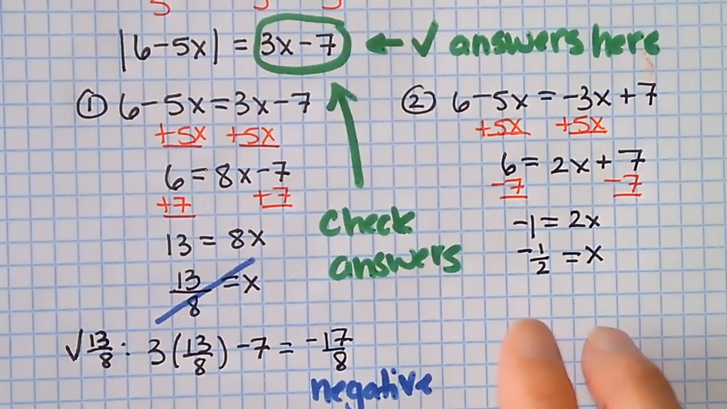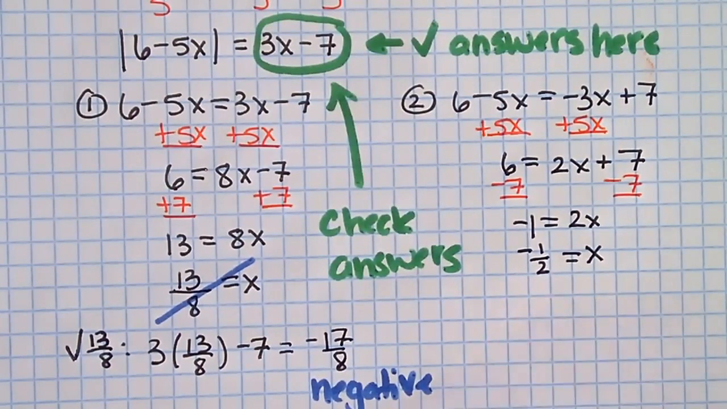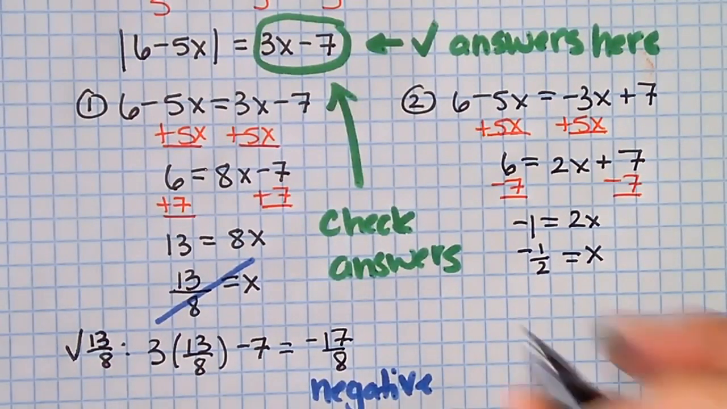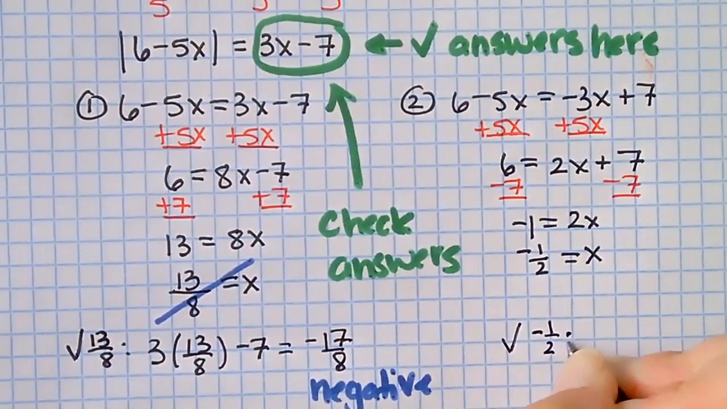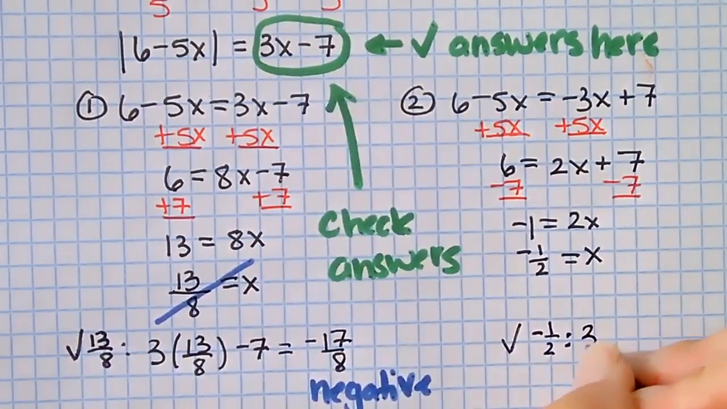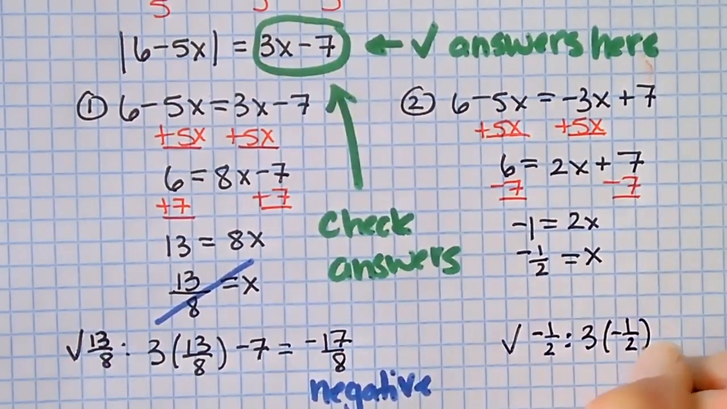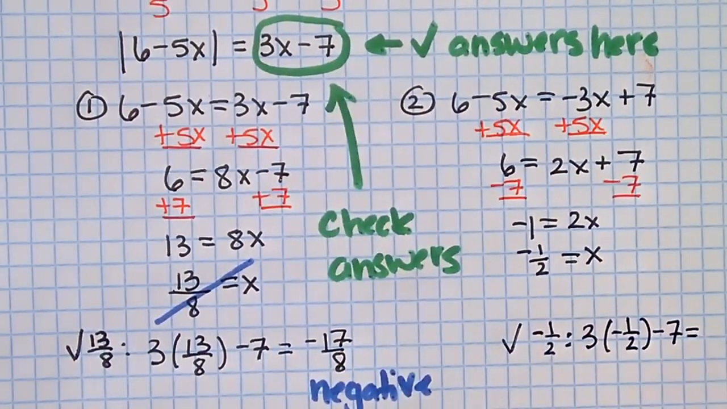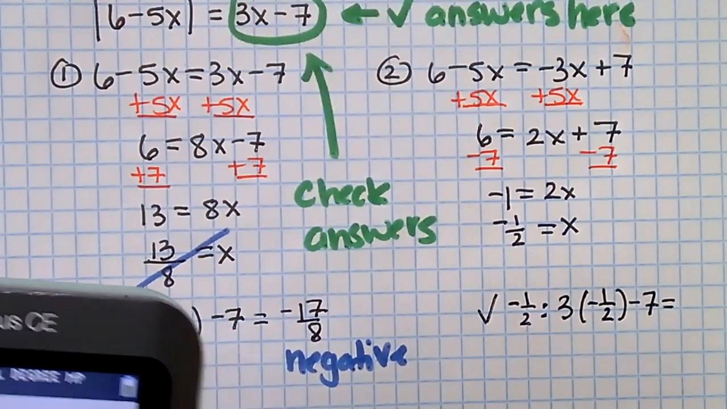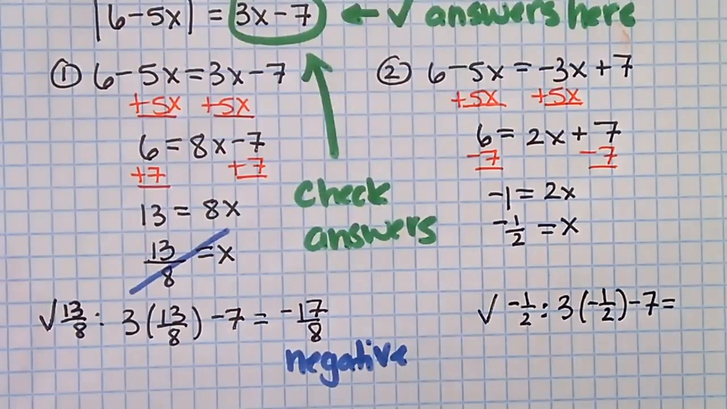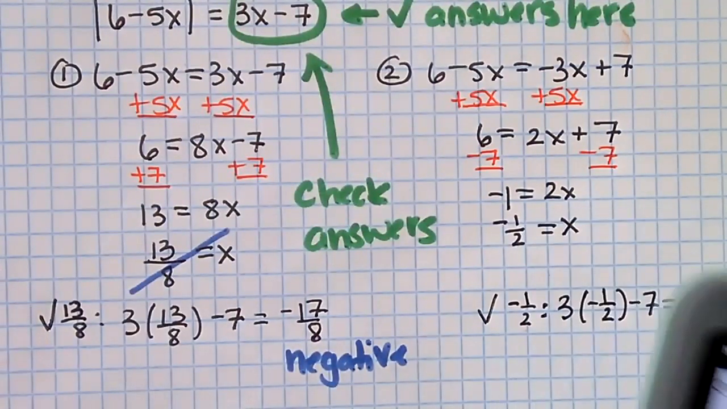Okay. So now I'm going to come over and check this one. So I'm going to check a negative 1/2. So I'm going to put that in here. 3 times a negative 1/2 minus 7. Now you might notice that this is going to become a negative minus a 7. I should be getting a negative number, but let's just get the value of it.